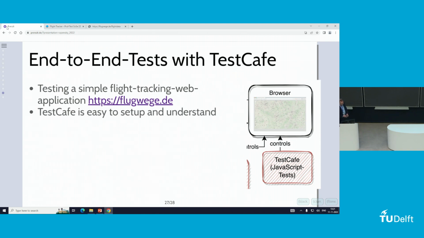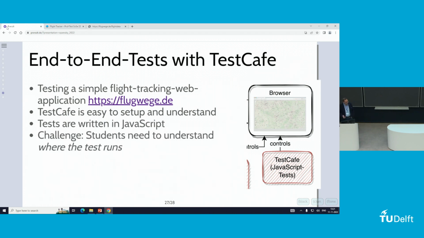Okay. And TestCafe is a really good and easy to use tool. It's in JavaScript, so they learn testing in JavaScript as well. And one challenge is really to have students understand where the tests are actually running. Are the tests running on a server? Are they running on their notebook? Are they running within the browser? Okay, where are tests running? And so you get them to think about what they're doing, and that's what you want in a university, that people start thinking about what they're doing.